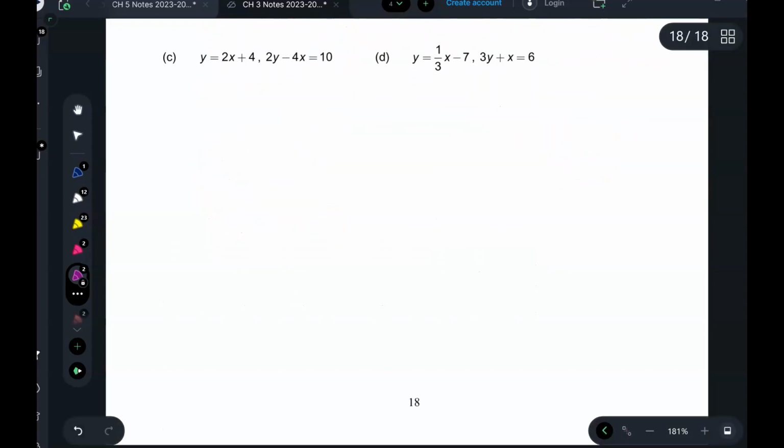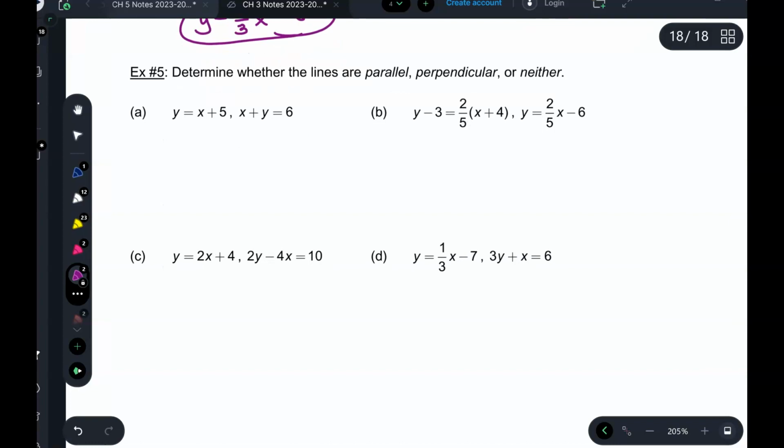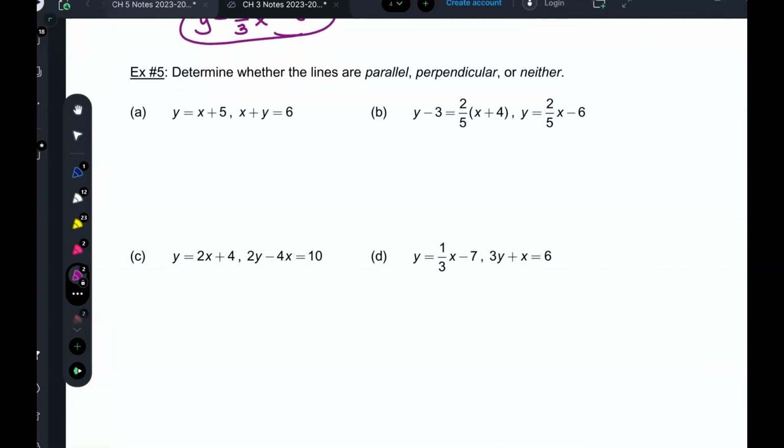Okay, I think this is the last. Last part: determine whether the lines are parallel, perpendicular, or neither. What's the slope of the first line for A? That's got a slope of 1. But what's the problem with the second line? It's not in the right form, so we're going to subtract x. So the slope of this line is negative 1.